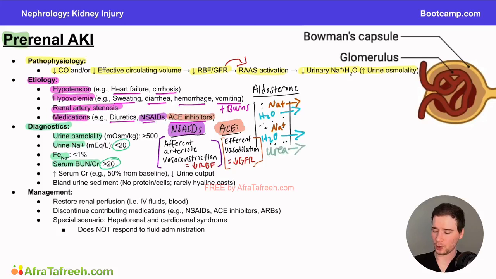So this increased reabsorption of urea is what leads to the increased BUN to creatinine ratio. So those are the key diagnostic labs that we want to look at. There are some other things we might expect to find in a prerenal acute kidney injury. These include things like an increase in serum creatinine greater than 50% of the baseline and a decreased urine output.